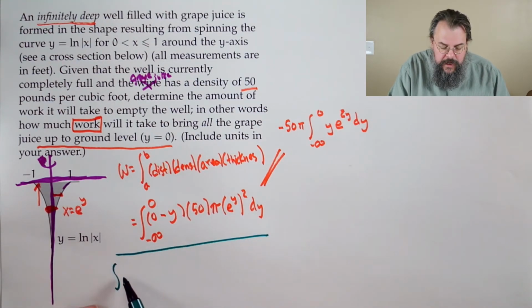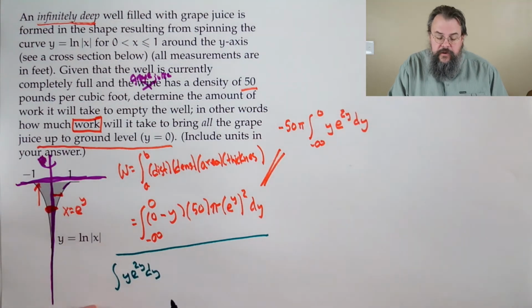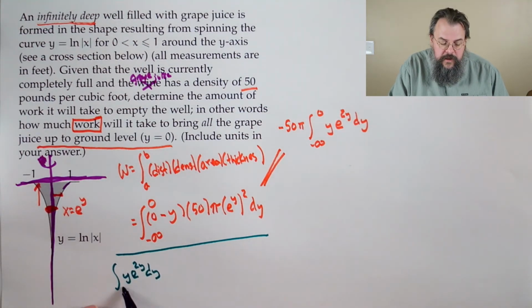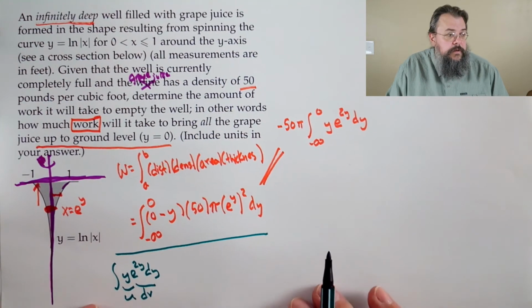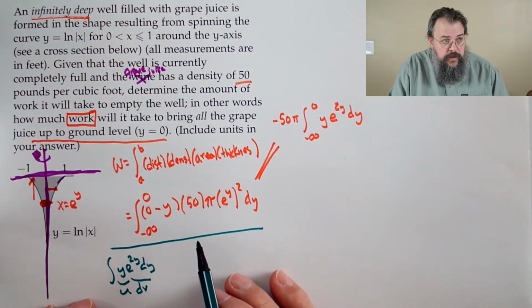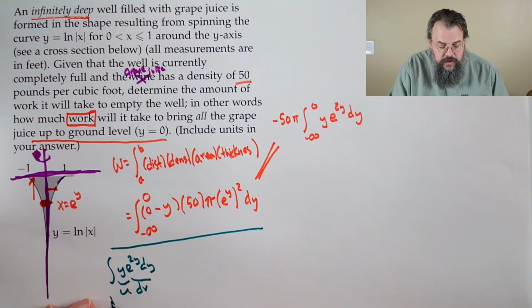So if we do y, e to the 2y, we're not going to worry about bounds here. We say, look, the y, if we make that our u, that helps drive it down, so we'll make dv the other part. And then what happens? Well, then we can say, okay, du is dy, and v is 1/2 e to the 2y.